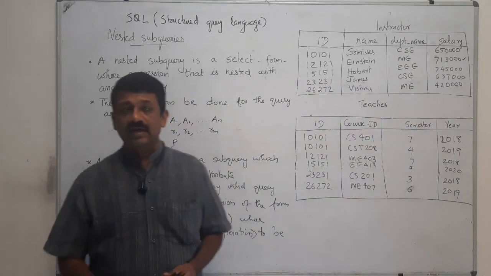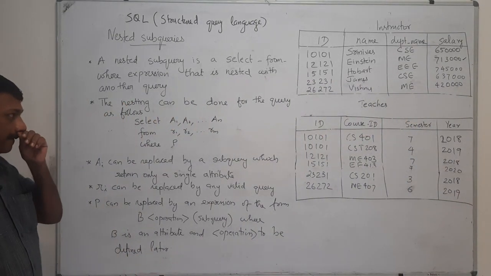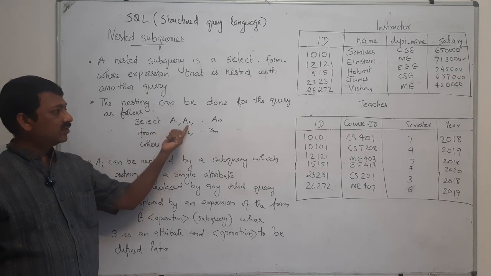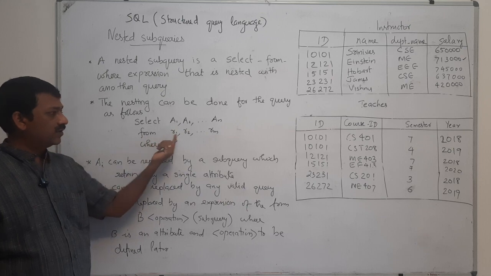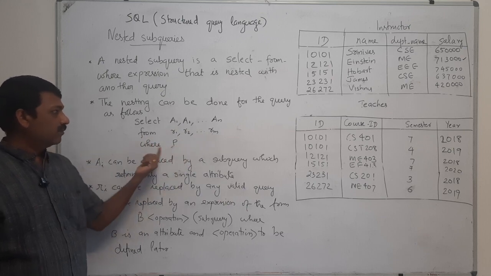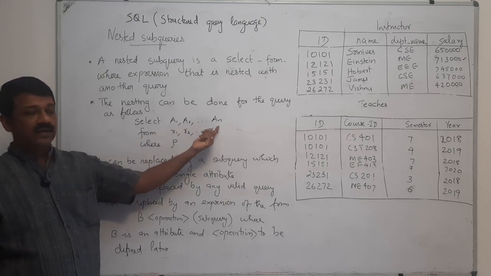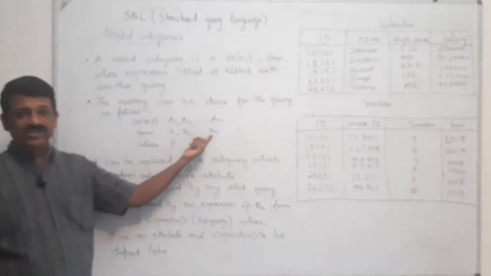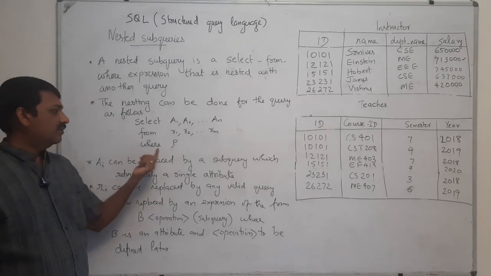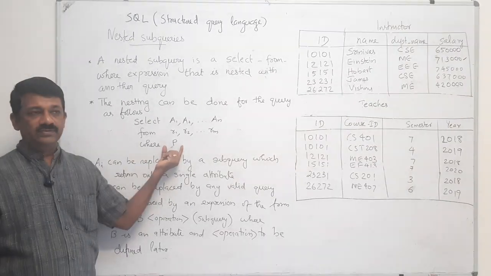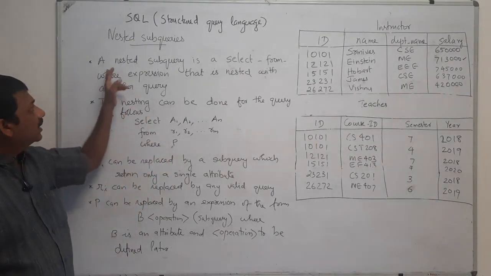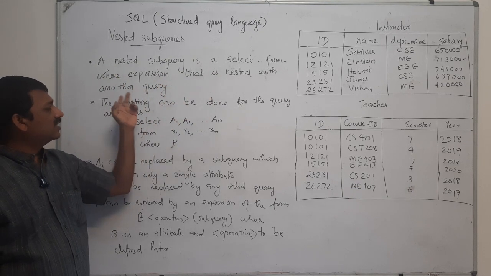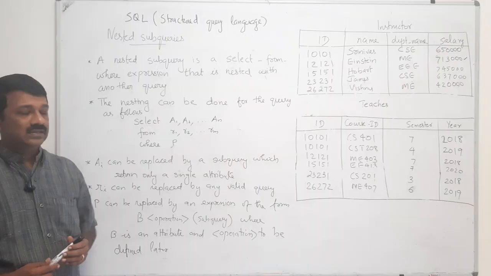So the general structure of a select from where statement is select a1, a2, etc. to an from r1, r2, etc. to rm where p. Here a1, a2, etc. are attributes, r1, r2, etc. to rm are relations or tables, and where p is the condition. So a nested subquery is a select from where expression that is nested within another query.